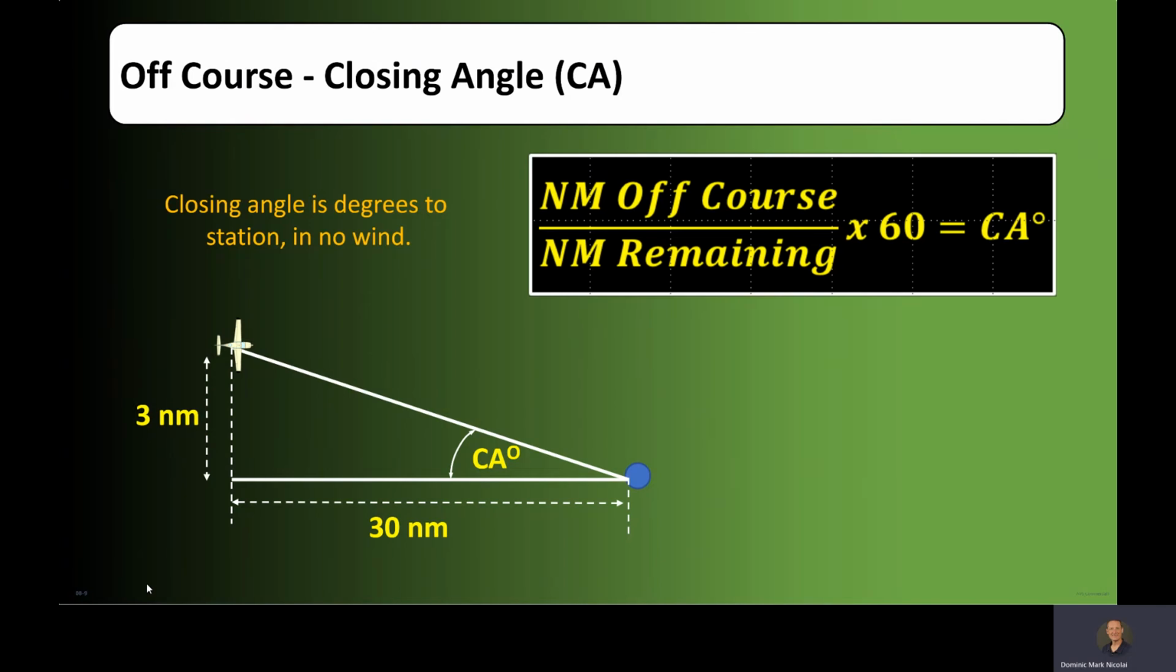We got blown off course 9 degrees. If we simply just turn 9 degrees, we're going to parallel course, so we've got to turn an additional amount, and it's called closing angle.